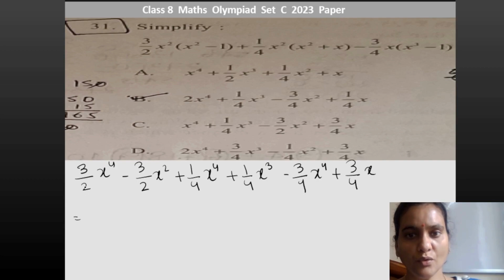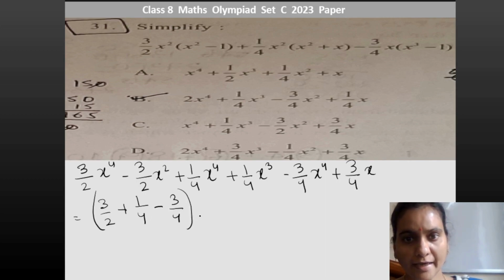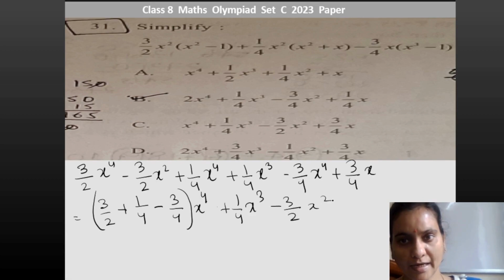For x to the power 4, there are 3 terms: 3 by 2 plus 1 by 4 and minus 3 by 4. I'll write all the numerical coefficients together inside a bracket like this and write x raised to the power 4 outside it. Now we will do x cube. The next bigger power is x cube, so plus 1 by 4 x cube. This is the only term for x cube. For x square also there is only one term, minus 3 by 2 x square, and for x also there is only one term, plus 3 by 4 x.